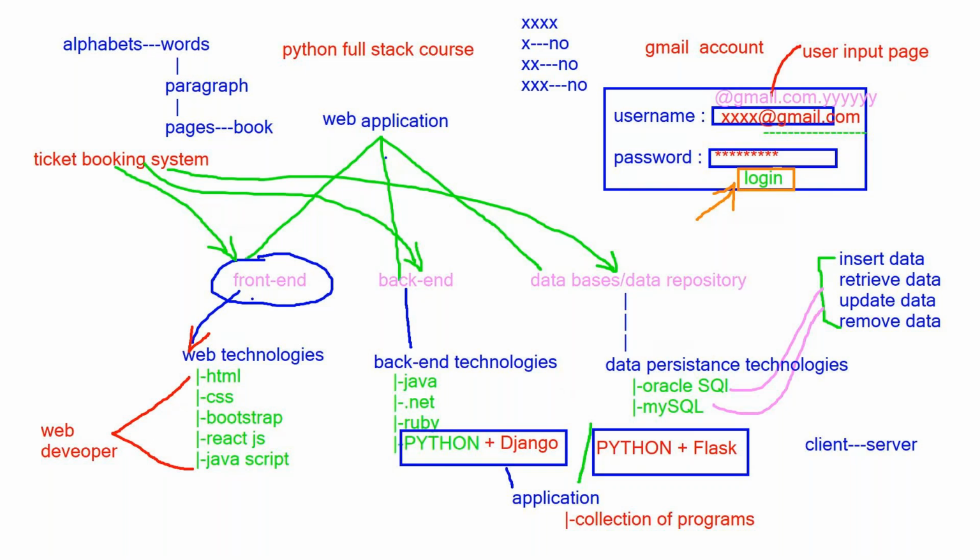Once you learn all these things, at the end we're going to develop a ticket booking management system. The other one is a student management system, where you are going to apply all these technologies: web technologies, backend technologies, and data persistency technologies. Moreover, in Python we are going to develop two flavors of applications. One is Python with Django, the other is Python with Flask. And these are the databases you are going to use as data persistency technologies to work with your Python application.